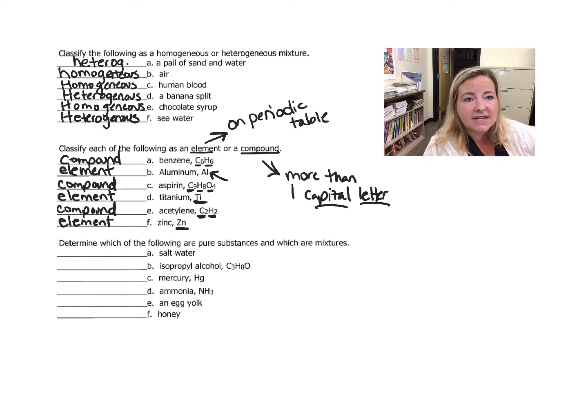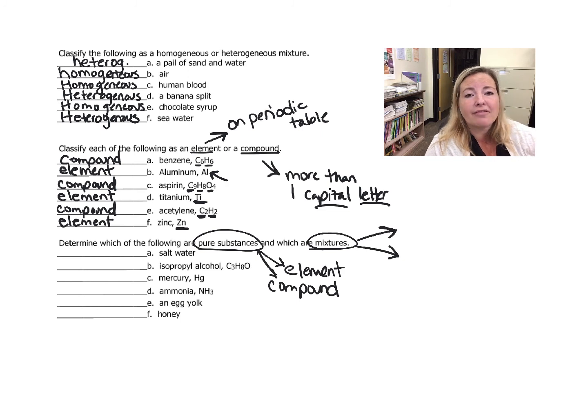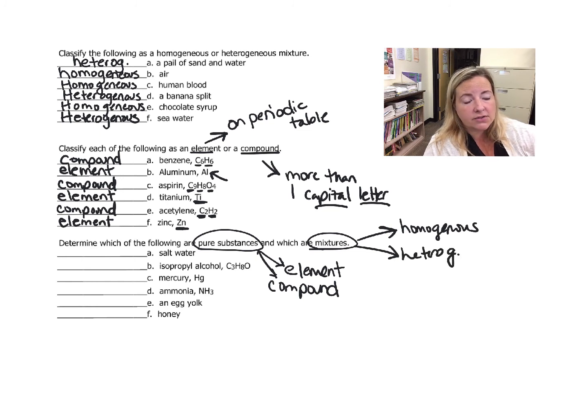Finally, the last set of 6 says to determine if it is a pure substance or a mixture. So again, recall that a pure substance has to be either an element or a compound. When we have mixtures, we have many things within that mixture. So salt water, A, is going to be made up of water and salt. That is going to be a mixture because we have several different pure substances within it. Letter B, isopropyl alcohol, we can see the formula there. That's going to be an indication for us that that's a compound, which means it's a pure substance.